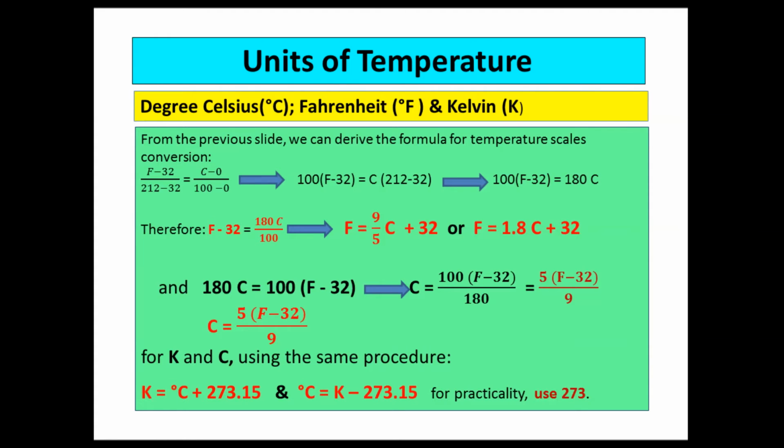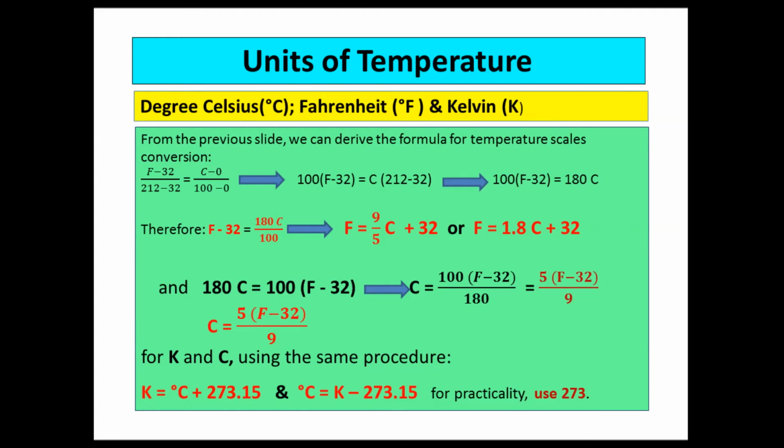How to derive the formula for conversions? We use the previous slide to come up with the relationship. F is equal to 9 over 5 C plus 32, or F equals 1.8 C plus 32. And the other way around, 180 C equals 100 multiplied by the quantity F minus 32. So we'll get C is 5 multiplied by the quantity F minus 32, divided by 9.